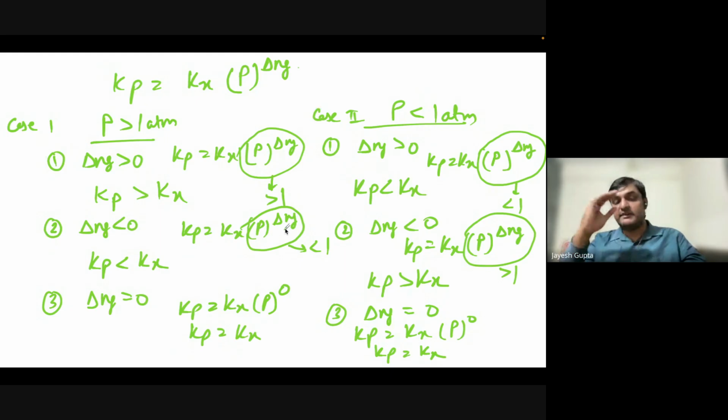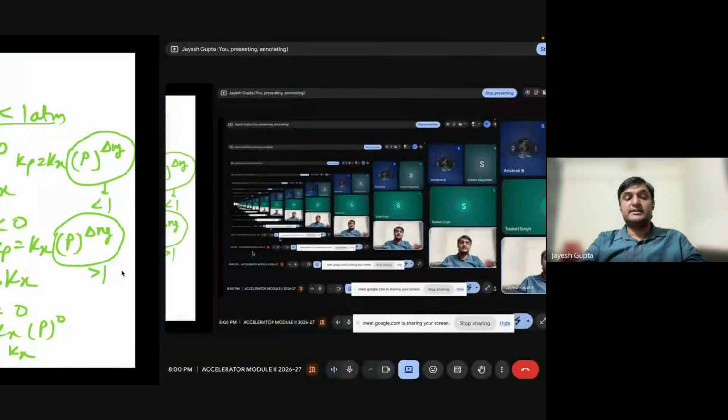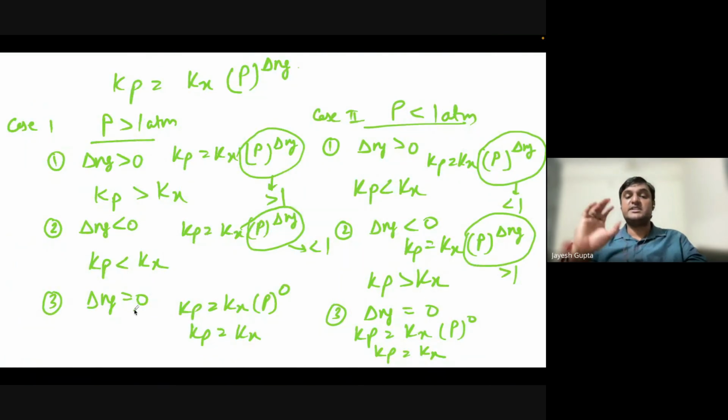Delta Ng is negative, pressure is greater than 1. Since the power is negative, it will come in the denominator and that will decrease the value of Kx on multiplication. That's why Kp is less than Kx. Third case, you are having delta Ng is 0. So P to the power 0 will be 1. So that's why you are having Kp equal to Kx.